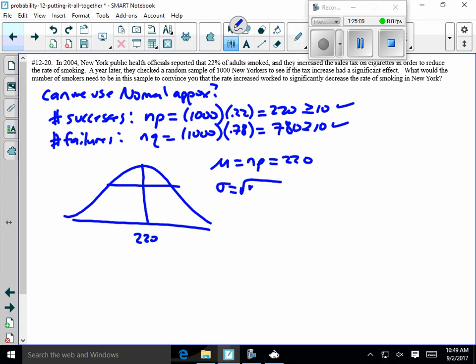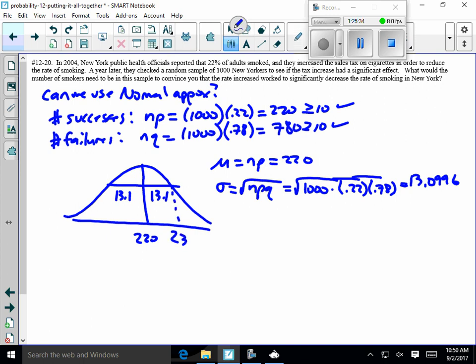It's the square root of n times p times q, which would be the square root of 1,000 times the probability of somebody smoking, 0.2, times the probability they don't smoke, which is 0.78. And that turns out to be 13.0996. I'll just abbreviate that, 13.1. So one standard deviation above the mean would be if 233 people smoked, and one standard deviation below the mean would be if 207 smoked.